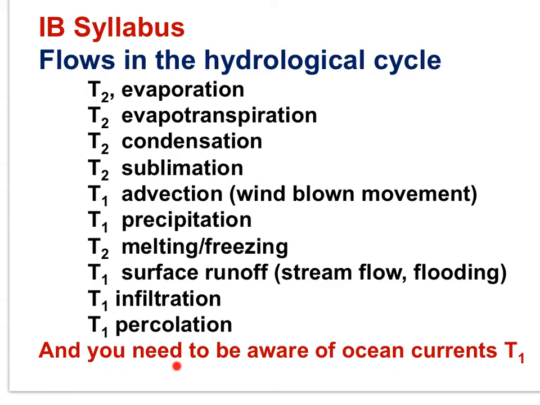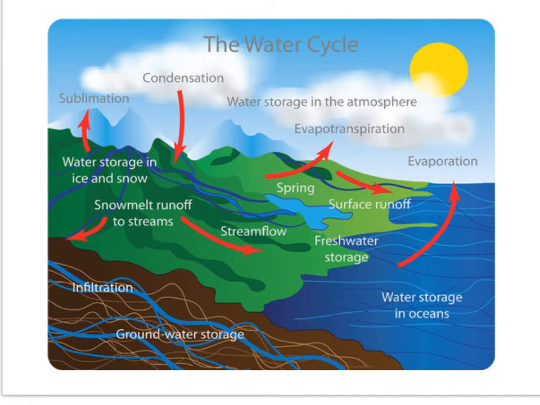As well, you need to be aware of ocean currents, nothing more than a transfer. I'd like you to use this image to locate all of the flows of the hydrological cycle that I've mentioned previously. This image includes sublimation, which is a transformation of solid water directly to gas, ice to vapor. This image does not show advection well, which is the wind-blown transfer of atmospheric water vapor.